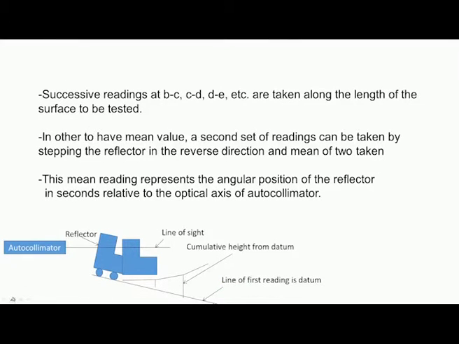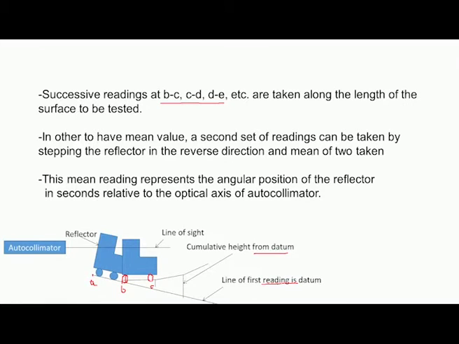Now, you can see here, this is the first location. So, this is A and this is B. This line is taken as datum. With respect to this, now this is the second position. So, this is C. Now, B, C, C, D, D like this, the autocollimator micrometer readings should be taken at different locations, and all the readings should be added. Then we get cumulative height from the datum.